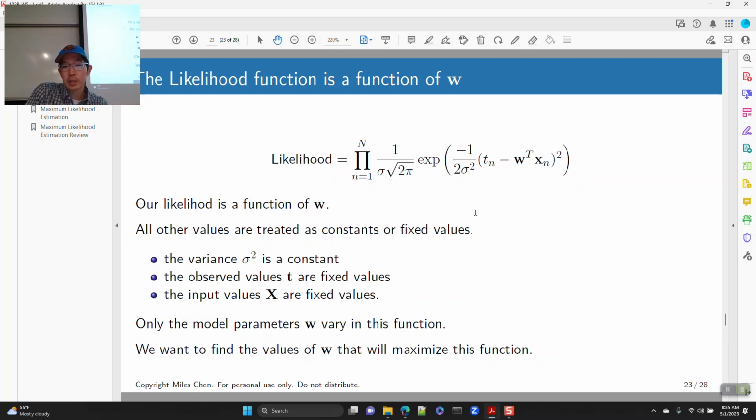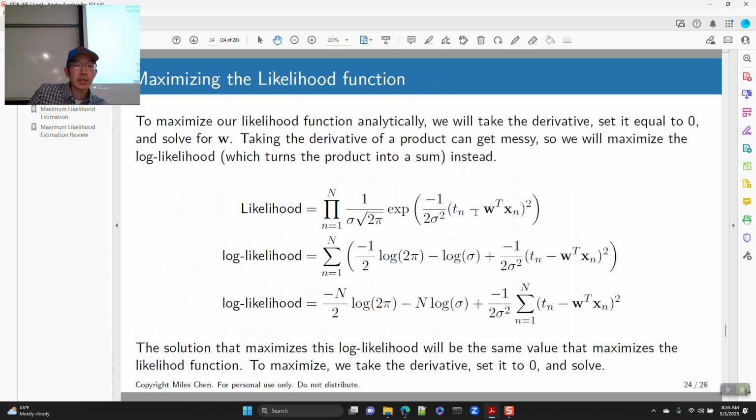Okay, so how are we going to do this? Well, we're going to solve for it by taking the derivative, setting it equal to 0, and solving. Again, taking the derivative of this big product is messy, so we say, let's make our lives easier by taking the log. Now, is that really easier? Yes, it actually is. Everything gets messy, but it turns the big product into a big sum. And we say, okay, sums are easier to deal with.